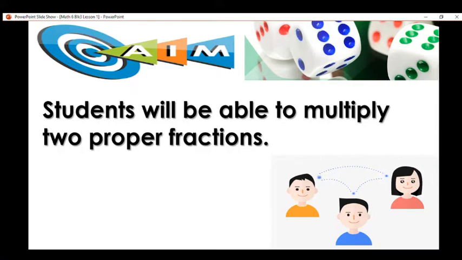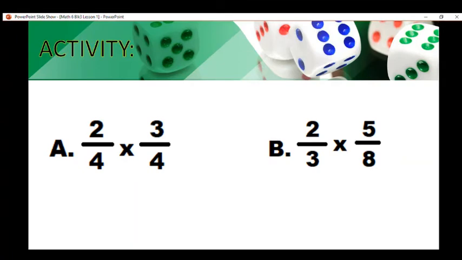Okay, let's proceed with our activity. So we have here our activity. We need to find the answers of multiplying these proper fractions using rectangular strips. Again, in our activity, we need to multiply in order to get the answer of our proper fractions using rectangular strips. Are you ready now with your activity? Very good.